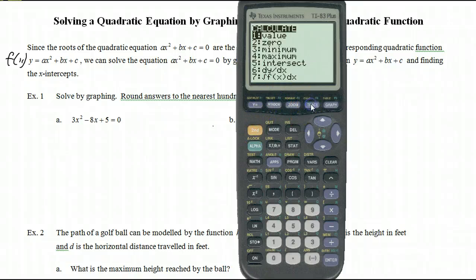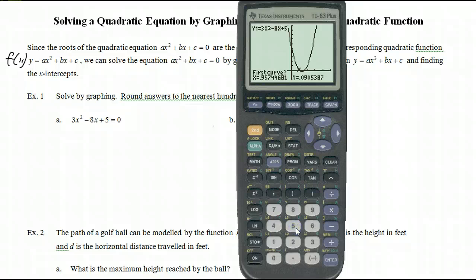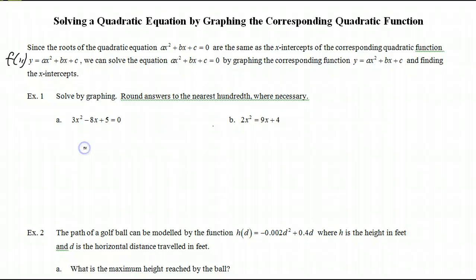Okay, let's find the other one. Second calc, intersect, first curve. Now this time I'm going to move over. So you can see the cursor moving over. Hit enter 3 times. First curve, second curve, guess. And we get 1.67. Okay, so going over here, solve by graphing. X is equal to 1. X is equal to 1.67. Okay, to the nearest hundredth.